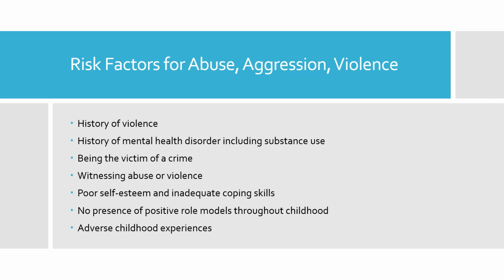So when we think about risk factors, the inclination to be violent, angry, or aggressive can occur when a person feels deceived, invalidated, frustrated, attacked, threatened, powerless, or even treated unfairly. These behaviors can also occur when people believe their feelings or possessions are not being respected. So as we look at this list on the slide, these could be some potential risk factors. Have they had violence in the past? Is there a history of mental health disorders? Have they been a victim of a crime? Poor self-esteem, no presence of positive role models, or have they endured some adverse childhood experiences?